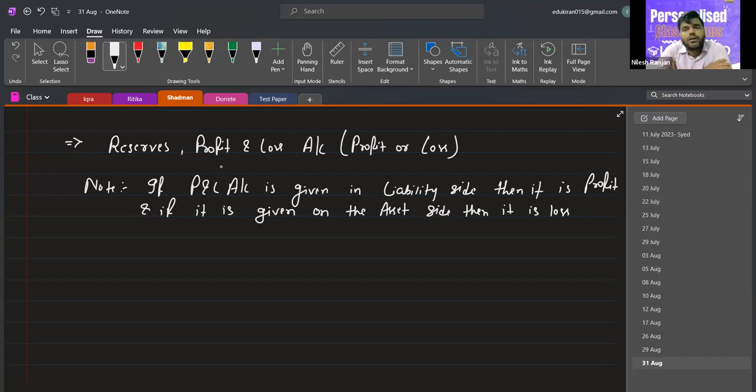Means if we are changing the profit sharing ratio right now, then these profits or balance of reserve should be distributed between partners, or removed from the balance sheet and divided between partners in their old profit sharing ratio. Yes or no? Yes.